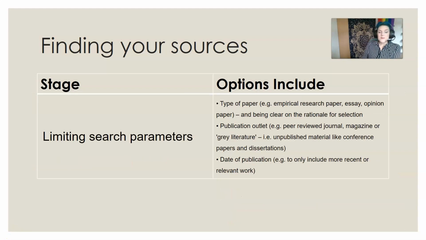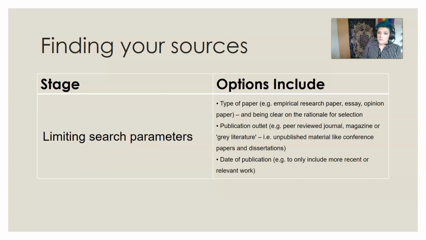Next, you want to limit your search parameters. This involves deciding what type of source you want to consider. So options include the type of paper. Do you want to look at empirical research papers, so studies? Do you want to consider essays, such as literature reviews, or opinion pieces, where an academic expresses their opinion on a subject based on their own expert opinion and supported by evidence?